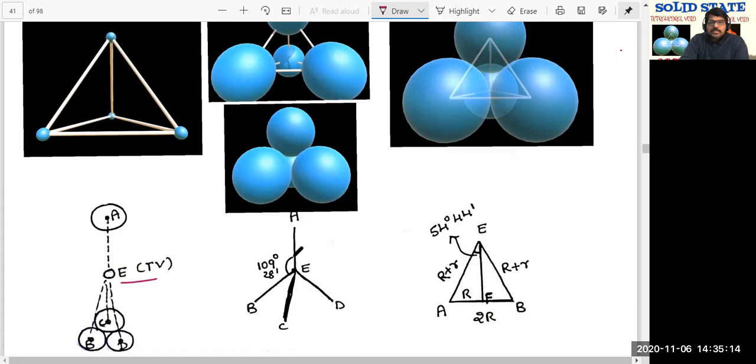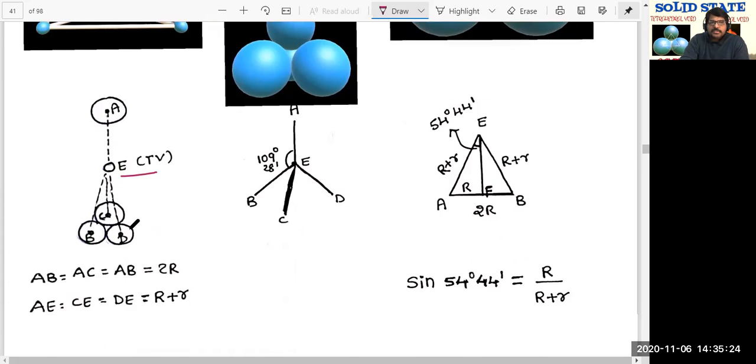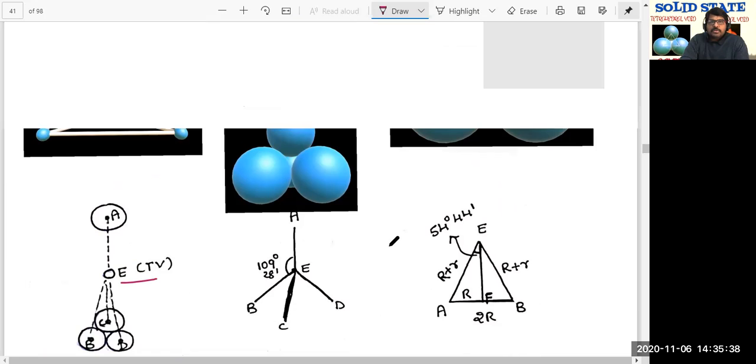So here this bond angle is 109 degrees 28 minutes. And we need to find the radius ratio. From this diagram, you can see A, B are in contact, A, C are in contact, A, D are also in contact. So here A, B, A, C and A, D are in contact. You can see in this picture, you'll be more comfortable here.